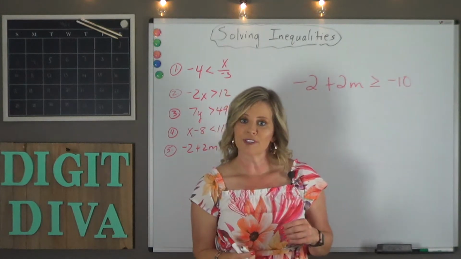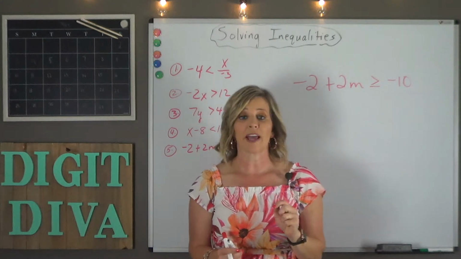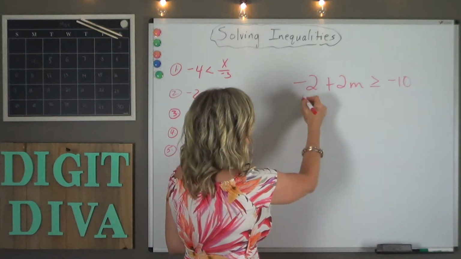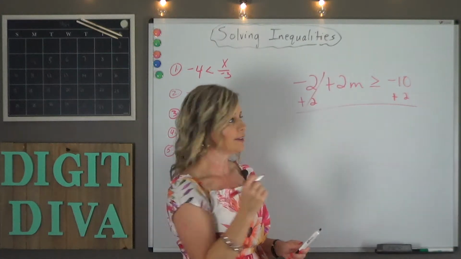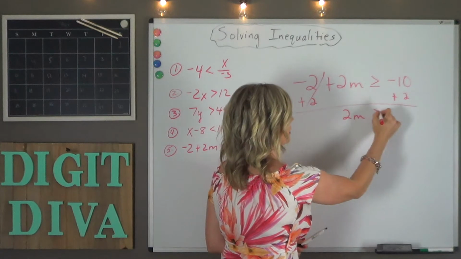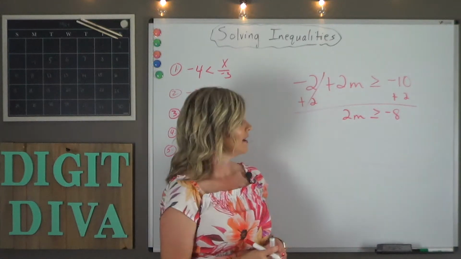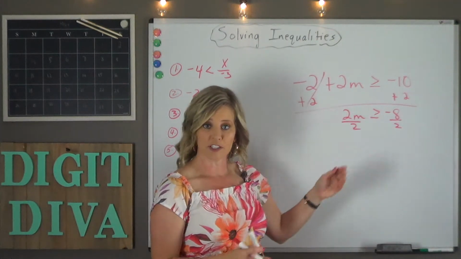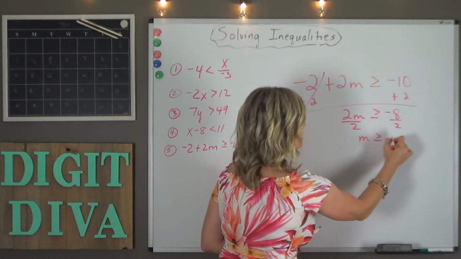Okay. But our symbol is different. Notice we have the equal sign. That means we're going to have a solid circle. Okay. So I'm going to add 2 to both sides to get rid of that. Bring down my 2m, bring down my symbol, bring down my -8. -10 plus 2 is -8. Divide both sides by 2, and notice I'm dividing by a positive number. I do not reverse the symbol. M is greater than or equal to -4.